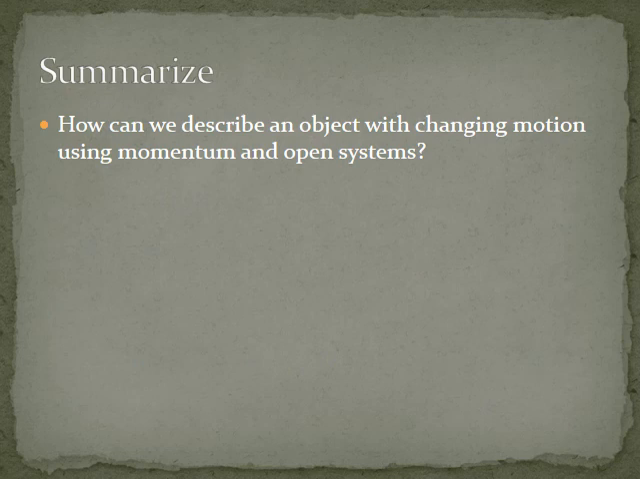So please take a moment in your notebook and think about our essential question from the beginning. How can we describe an object with changing motion using momentum and open systems? What is going on, and what does a large and a small and a positive and a negative momentum mean about objects?